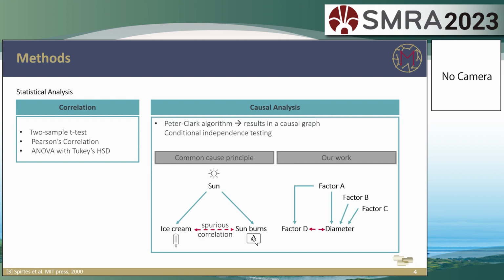And this is exactly what we want to do in our work. So we want to find out which factors actually causally influence the diameter size of the thoracic aorta without being fooled by any spurious correlations.